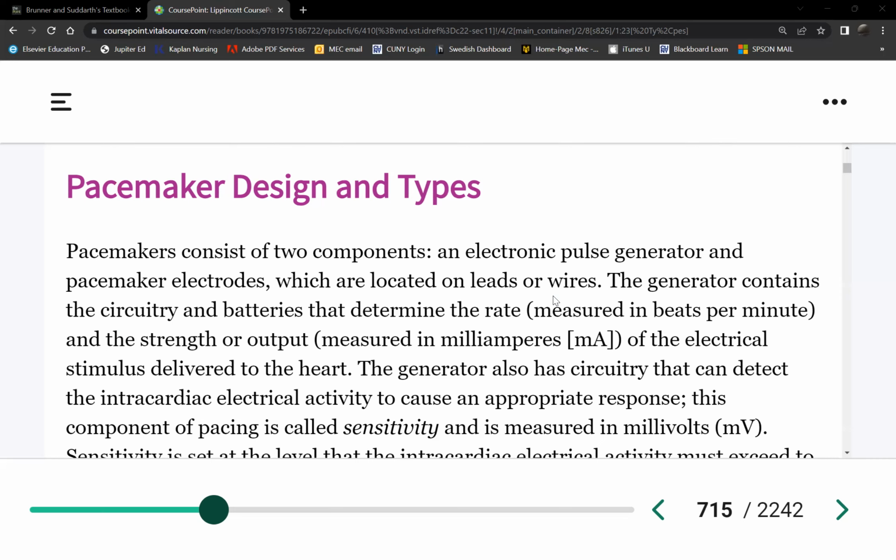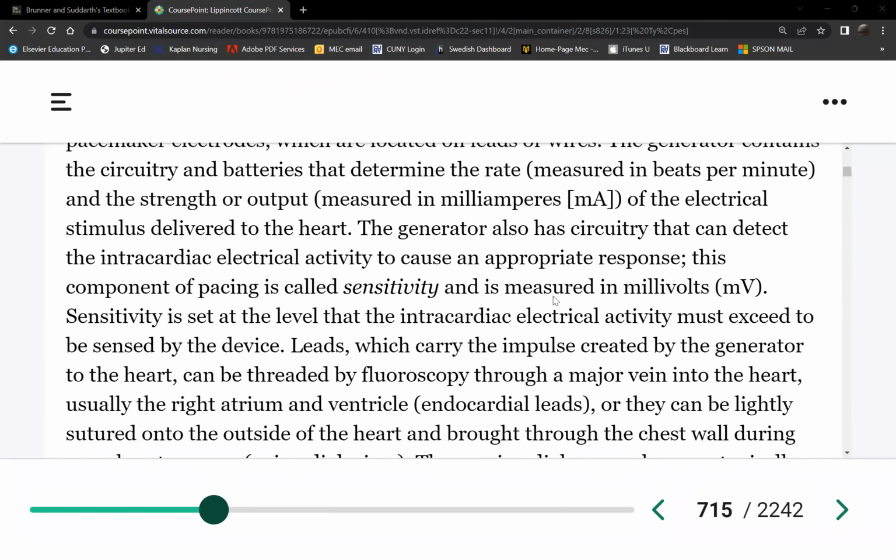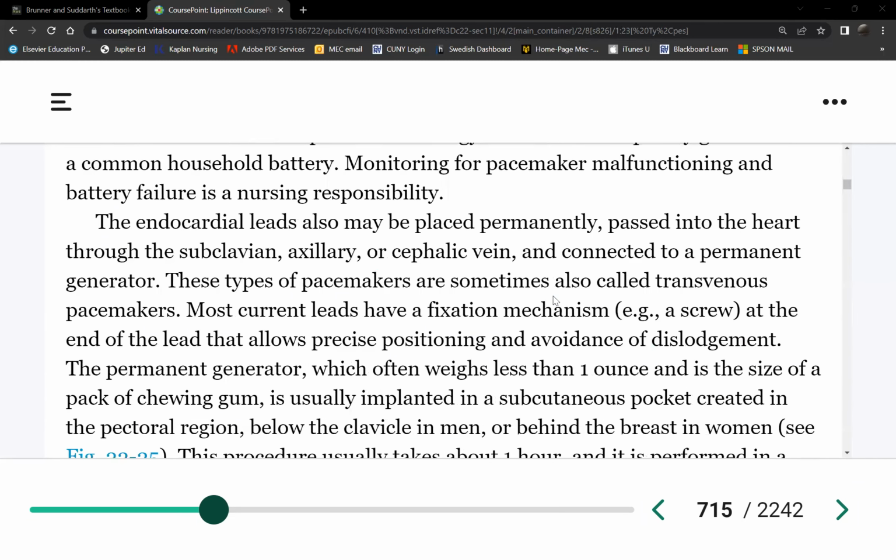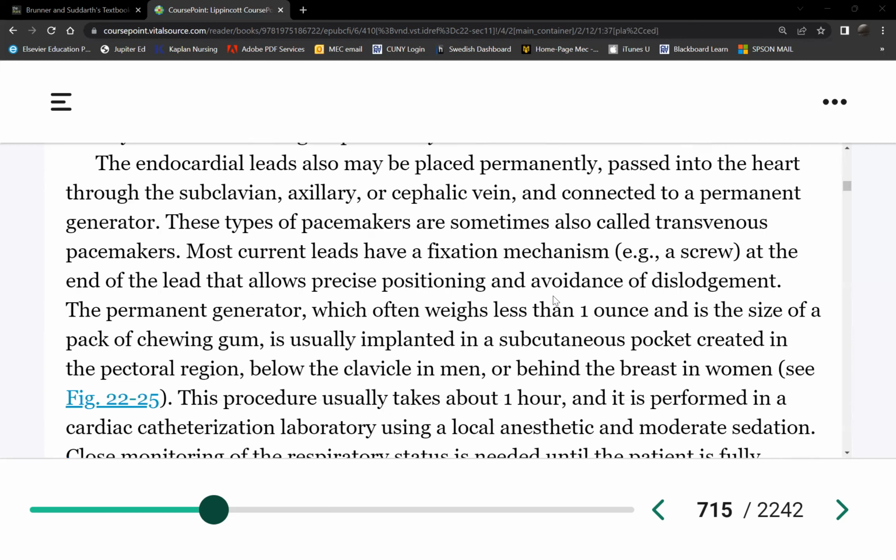There's also an override setting, which means regardless of what the patient's SA node is doing, the pacemaker will permanently fire impulses, overriding the SA node. Does that make sense? Okay, any question about the two types of settings? Okay. So I mentioned it can either be temporary or permanent.